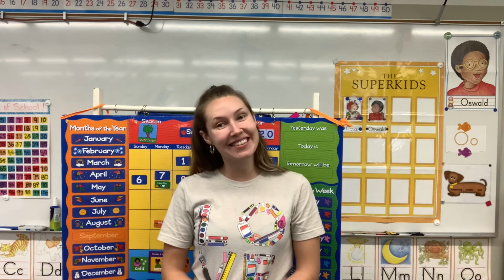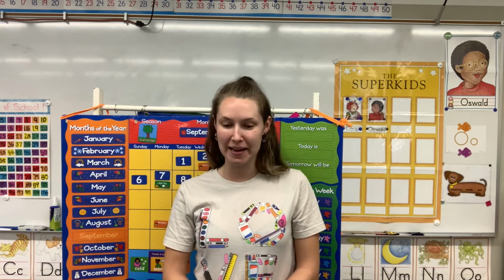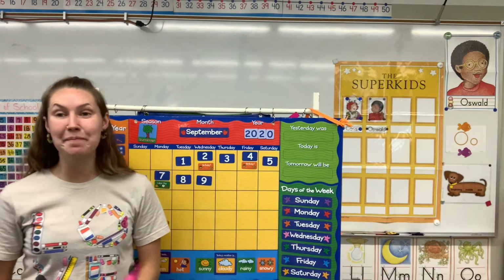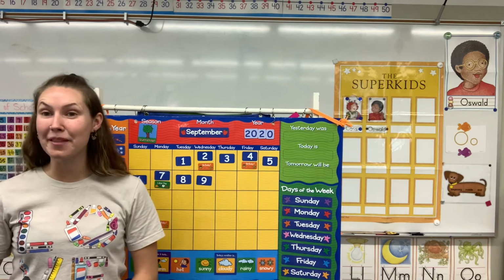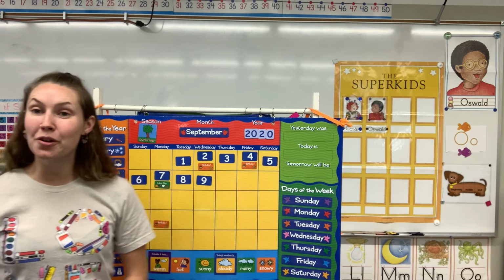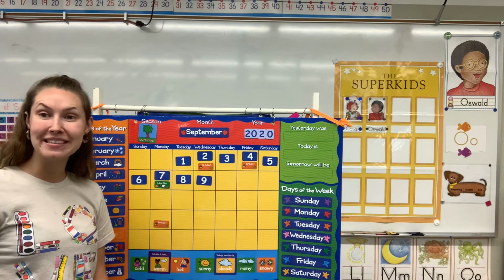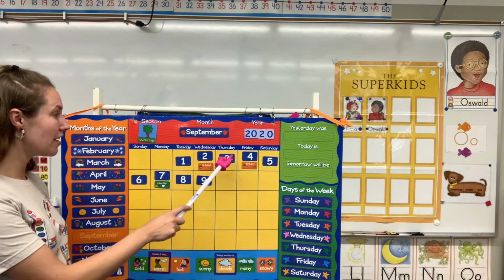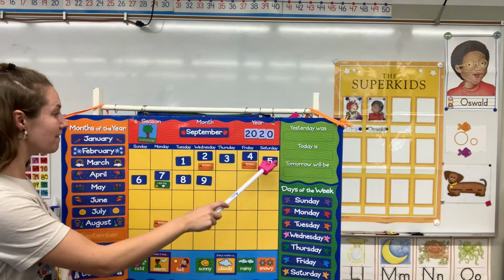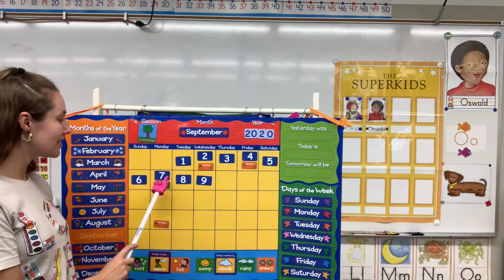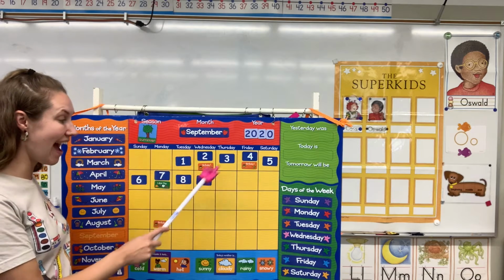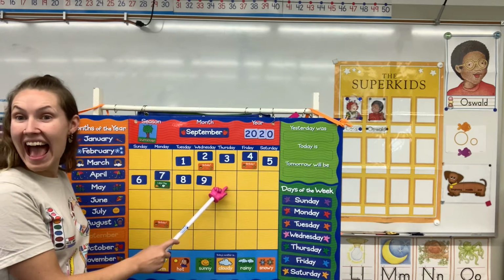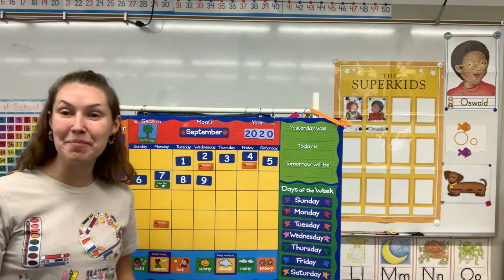It's time for us to get started with our calendar this morning. You can get out your calendar mat, and today we're going to begin with finding the date. So we are going to count and find what today's date is. 1, 2, 3, 4, 5, 6, 7, 8, 9, 10. We need to find number 10.